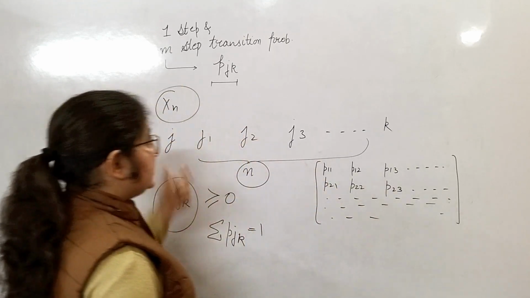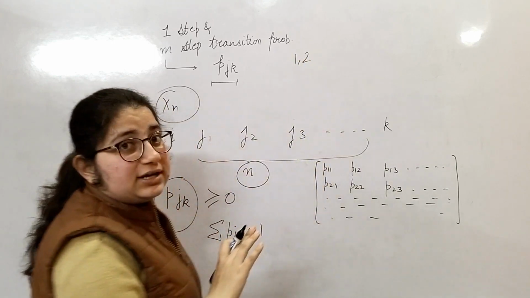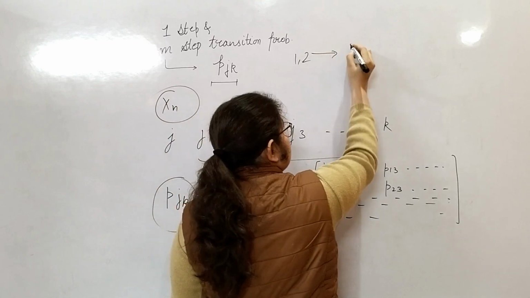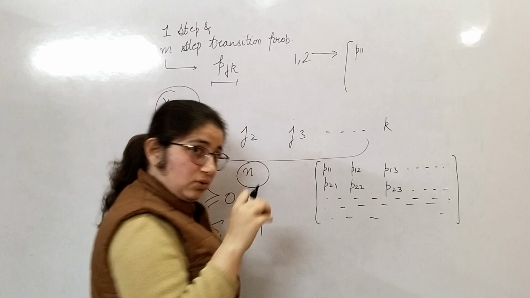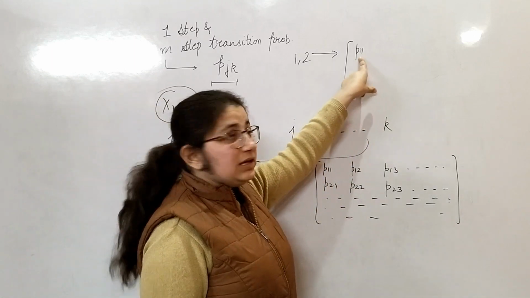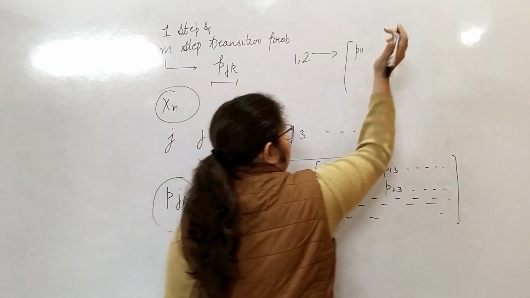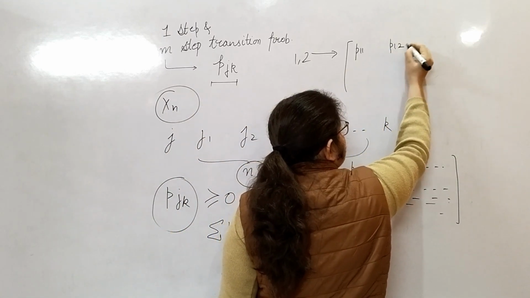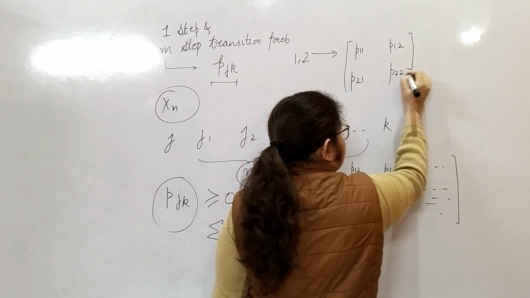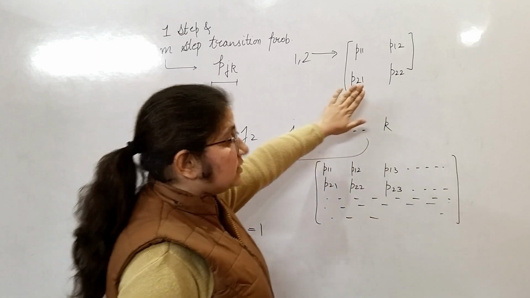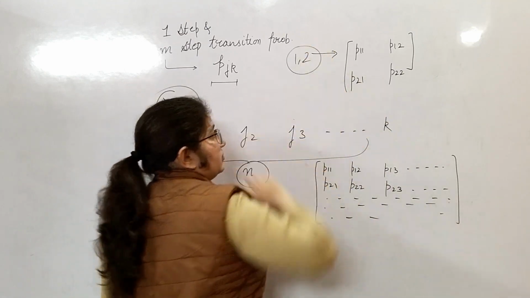Or if it is finite, say I am having only two states, state 1 and state 2. So what will be the matrix representation of this probability? It will be p11: you are at state 1 and you are still there, the transition probability from first state to first state. Second is from first to second, third is from second to first, and fourth is from second to second. So this is the transition probability matrix for this state. Okay.